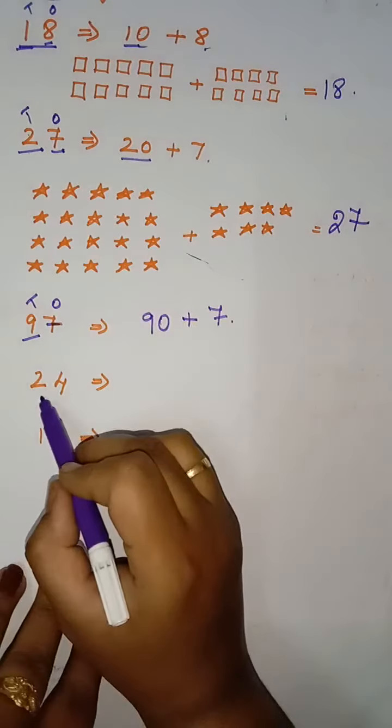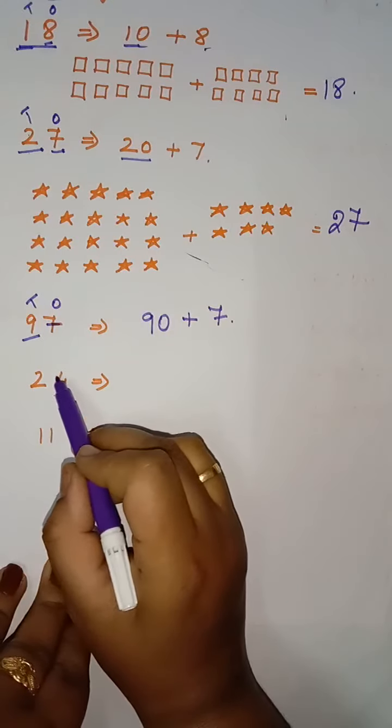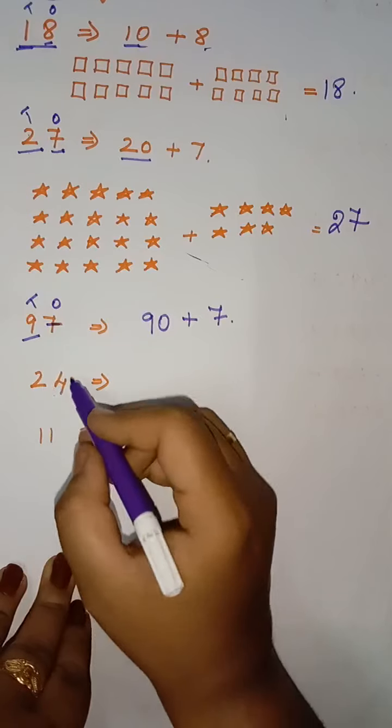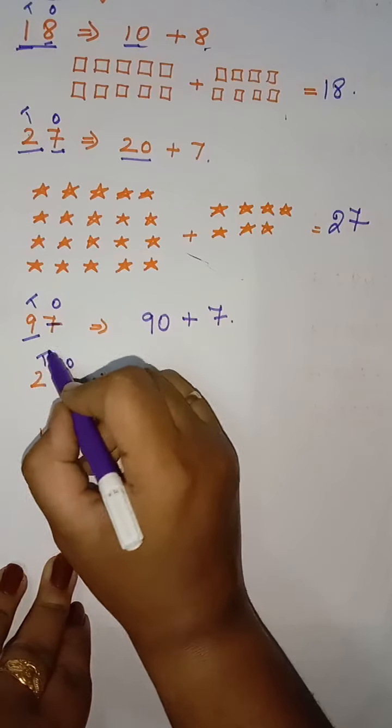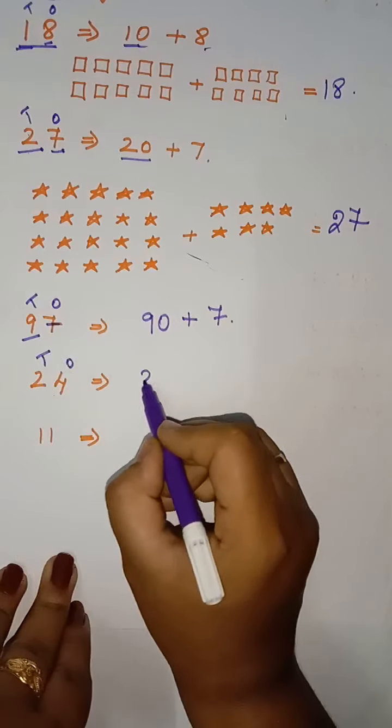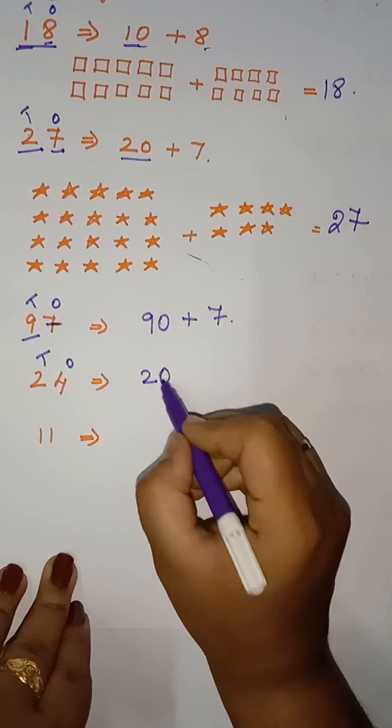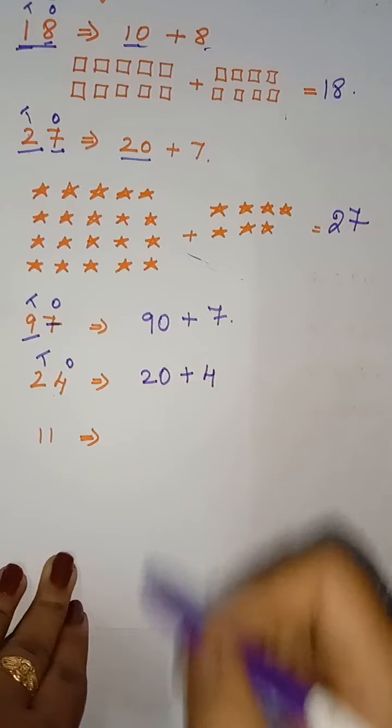Okay, next that is 24. So 24 means first what we are going to write here? Place value. So place value means your ones, tens. Yes, clear? For tens means 2. For tens how many zeros? 1 0 plus 4. Clear?